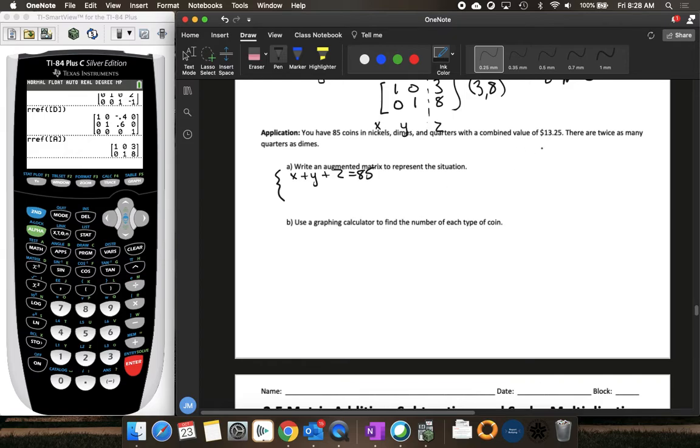The combined value is 13.25. So nickels are worth 5 cents, so we would say 0.05x. Dimes are worth 10 cents, so 0.1y. And then quarters are worth 25 cents, so 0.25z has to add up to be 13.25.